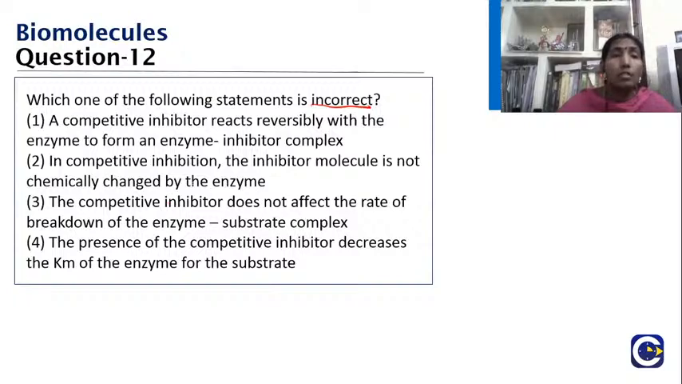So what is the statement that is incorrect? First, you should know what competitive inhibition is. In competitive inhibition, what will happen? Suppose you have the substrate. For that one single site, two molecules will compete: one is the actual substrate, and the other is the inhibitor. It has exactly the same analog as the substrate, and it is going to compete here and bind, so that there will be no product formation.